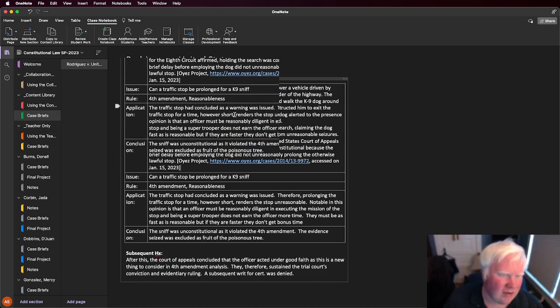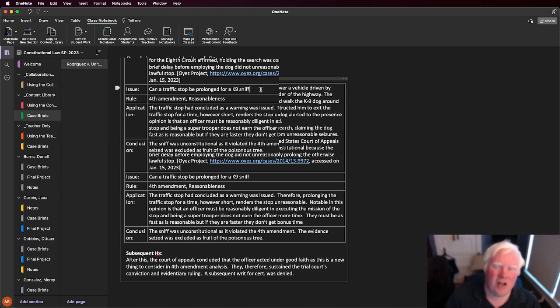But that brings us down to the issue. And the issue in this case is really straightforward. That's why I assigned this case. But some of you missed it. So we'll talk about how we're going to fix that in a minute. But the issue here is, can a traffic stop be prolonged for a canine sniff?